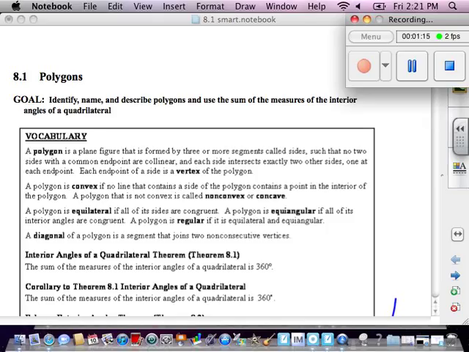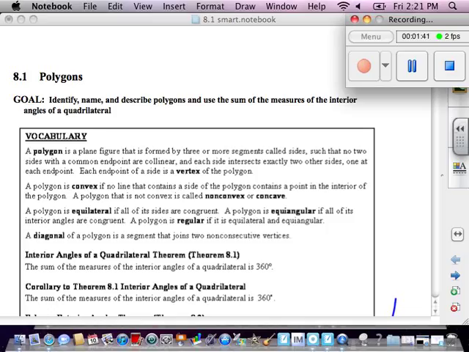Okay. A diagonal of a polygon is a segment that joins 2 non-consecutive vertices. Interior angles of a quadrilateral theorem: the sum of the measures of the interior angles of a quadrilateral. Quadrilateral means what? How many sides? 4. It's 360. Polygon exterior angle theorem: the sum of the measures of the exterior angles of a convex polygon, one angle at each vertex, is 360.